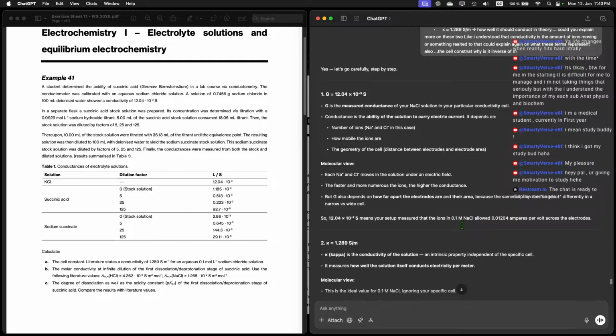So it means your setup measured that 0.1 molal NaCl allowed 0.1224 amperes per volt across the electrodes. That sentence is more intriguing.